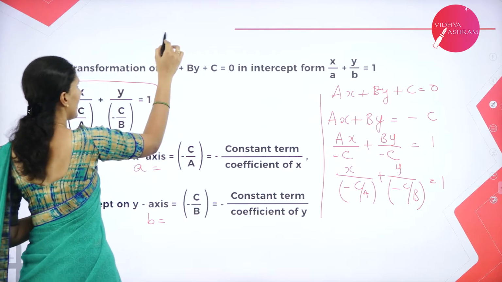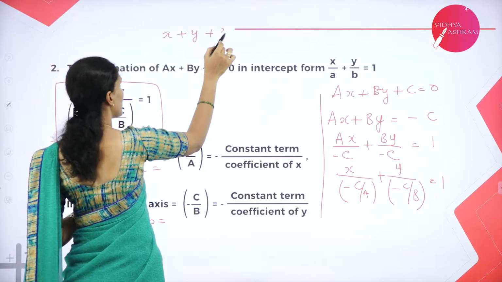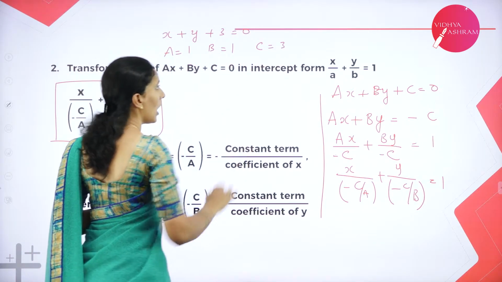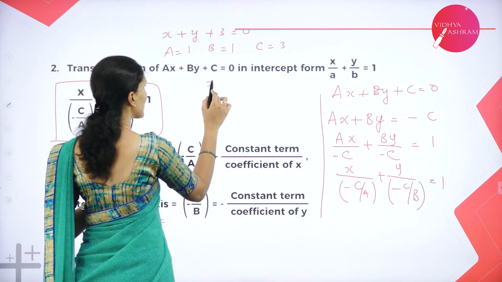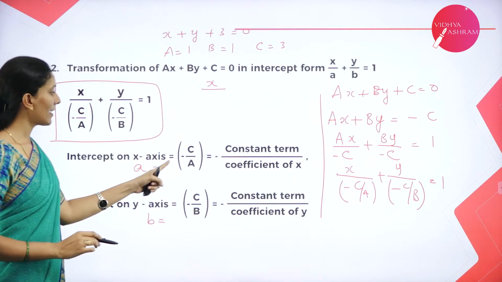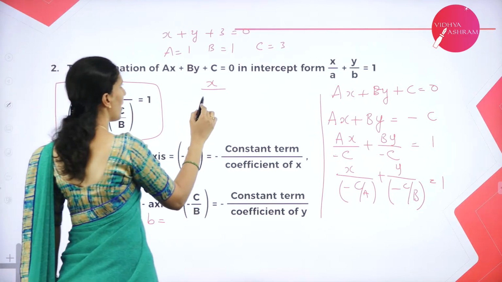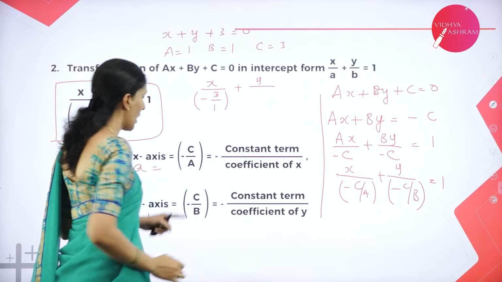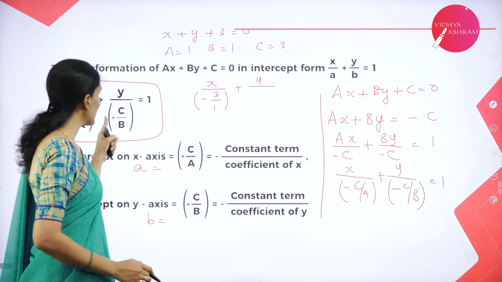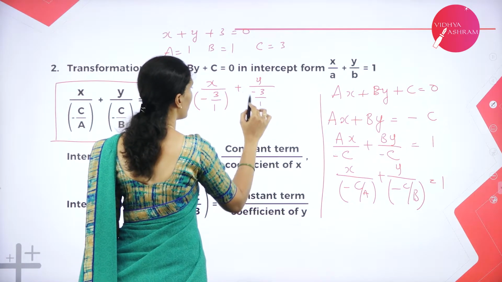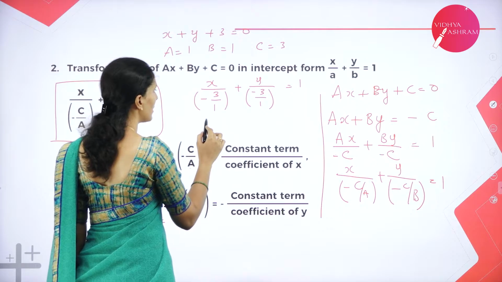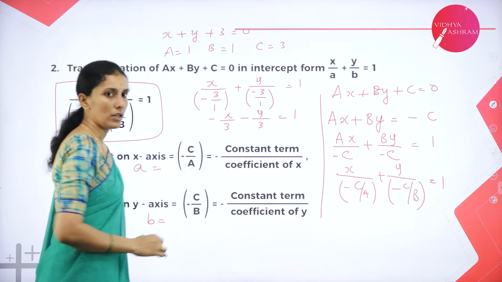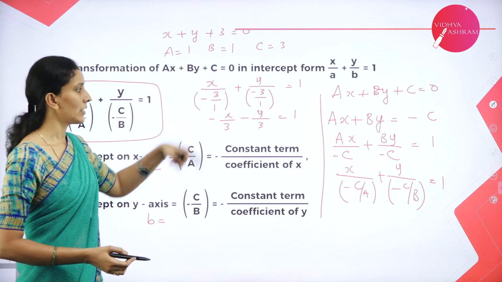For instance, take an example, x plus y plus 3 is equal to 0. Your value of a is 1, b is 1, c is 3. How to write an intercept form? I need x by a. But what is a? I can write a as minus c by a. So, minus c is 3, a is 1. Next, plus y. It is minus c by b. So, this is minus c by b is equal to 1, or I can write it as minus x by 3 minus y by 3 is equal to 1.